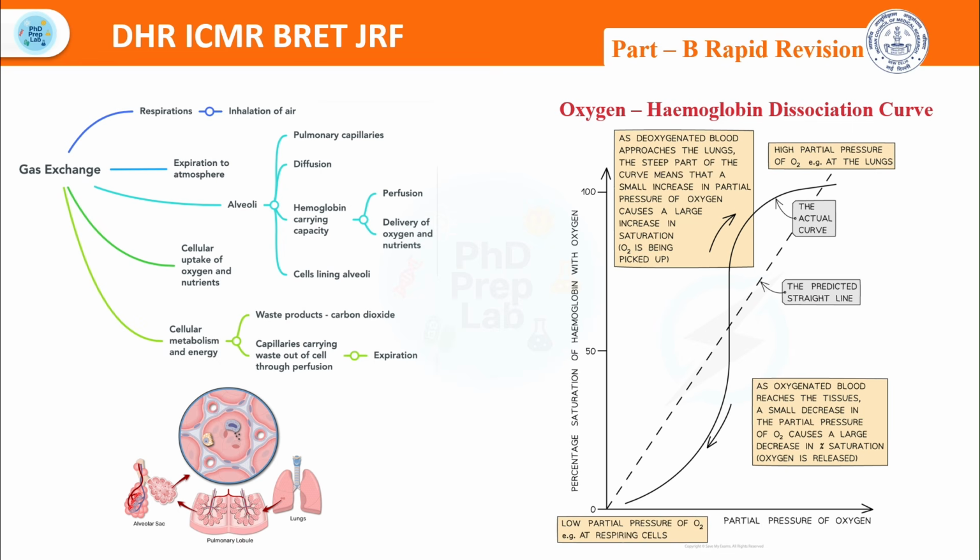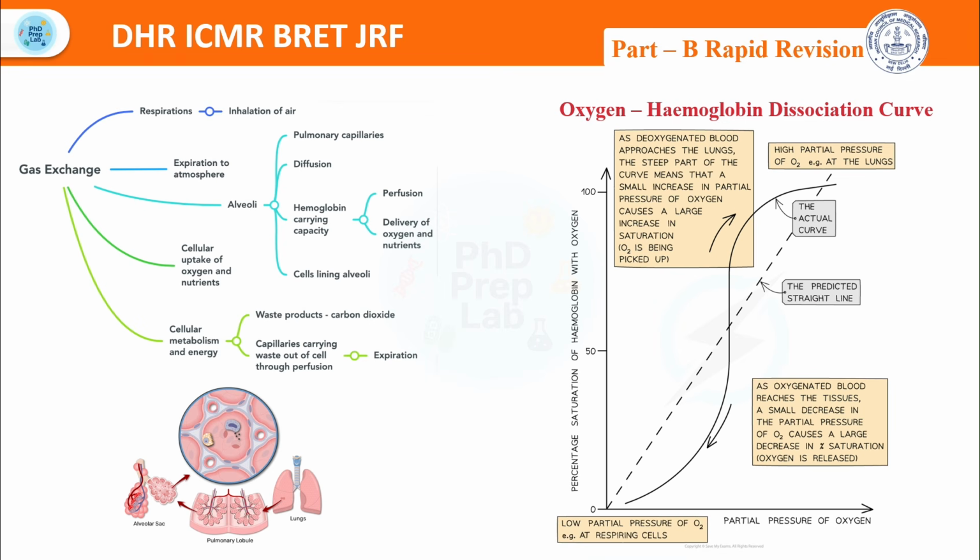So there are certain factors that affect the oxygen-hemoglobin dissociation curve. There is a right shift, which means a decrease in affinity, which means easier oxygen release. The right shift is caused by an increase in carbon dioxide levels, an increase in H+ ions, which means a lowering of the pH, an increase in temperature, and an increase in 2,3-BPG.